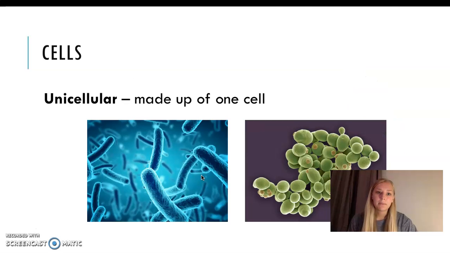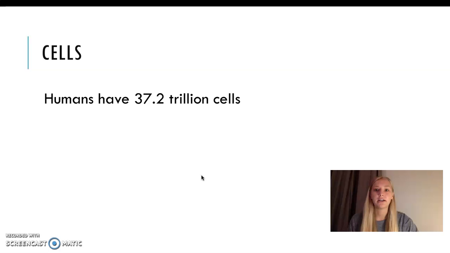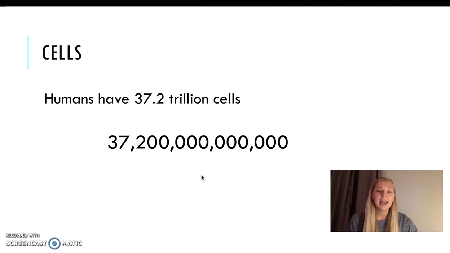So how many cells can make up an organism? Well, some are just made up of one cell, and these are unicellular organisms. These are examples such as bacteria and yeast cells. But humans, on the other hand, are made up of 37.2 trillion cells, which is a lot, and that's what this number looks like. I had to Google it to know how many zeros to put.